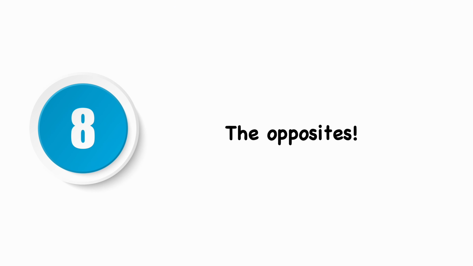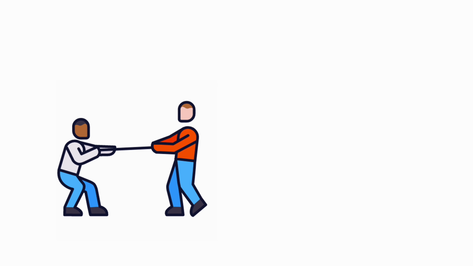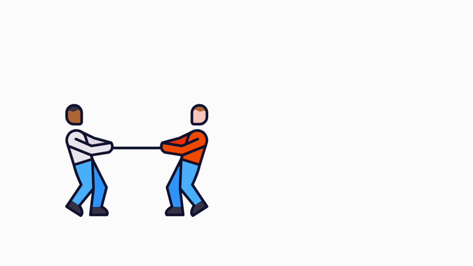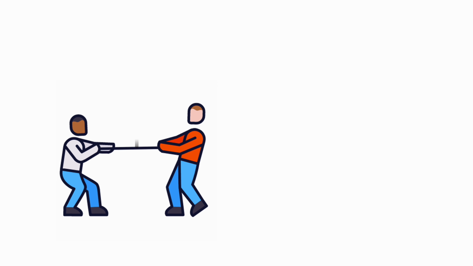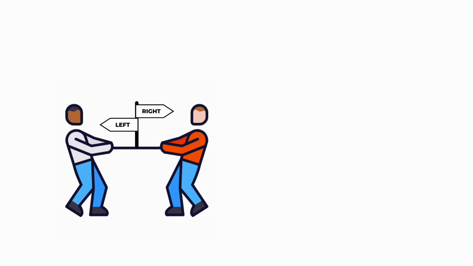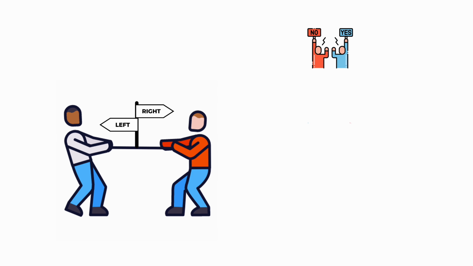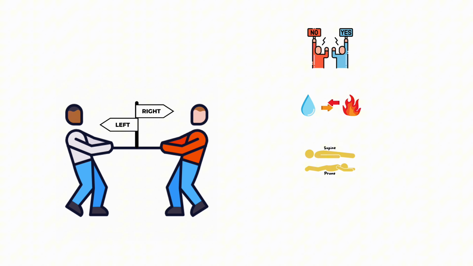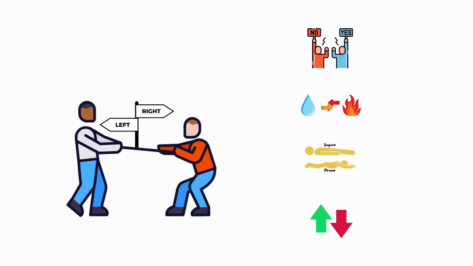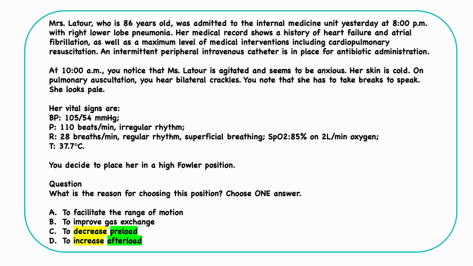Tip number 8: the opposites. When 2 answer choices are opposites, one of them is usually correct. Examples of opposing pairs: left versus right, yes versus no, cold versus hot, supine versus prone. Increase versus decrease.